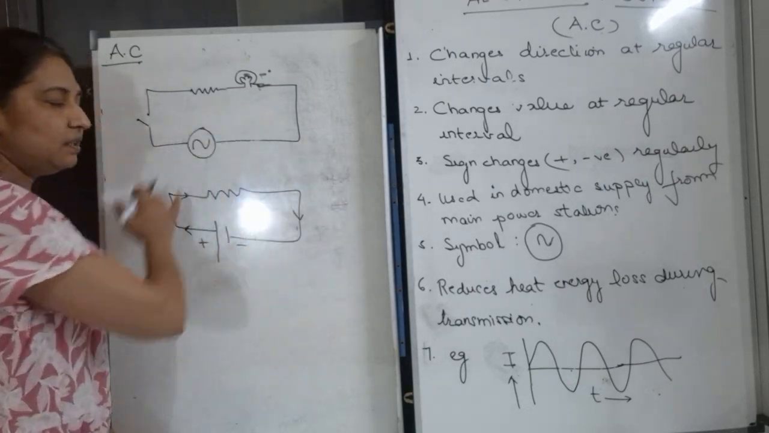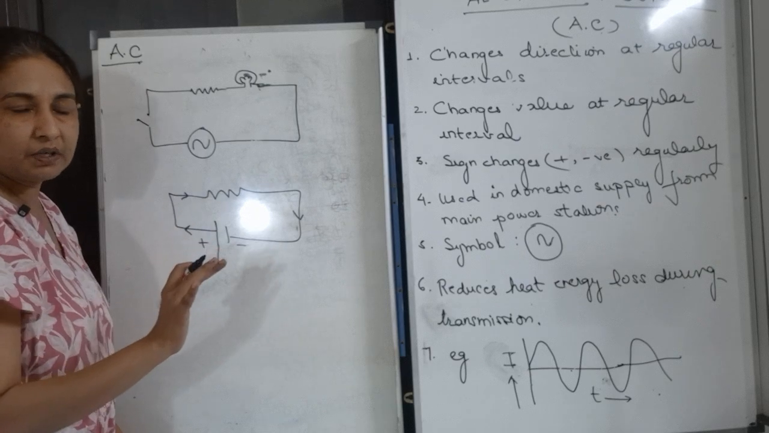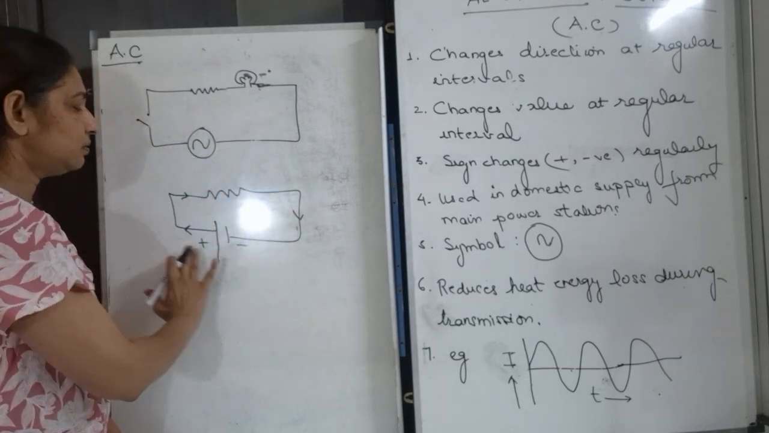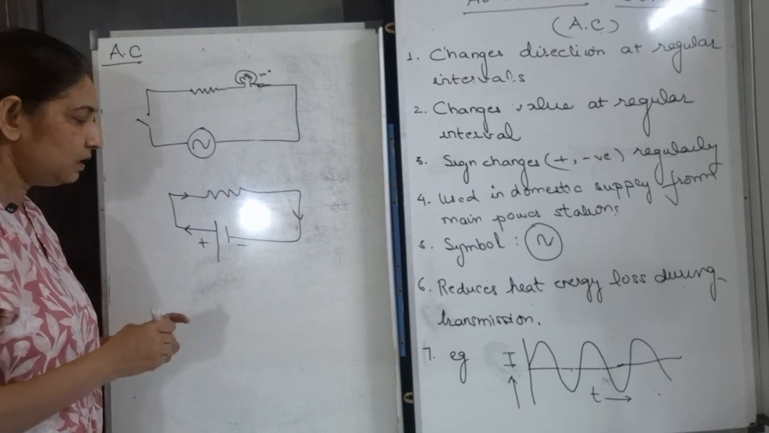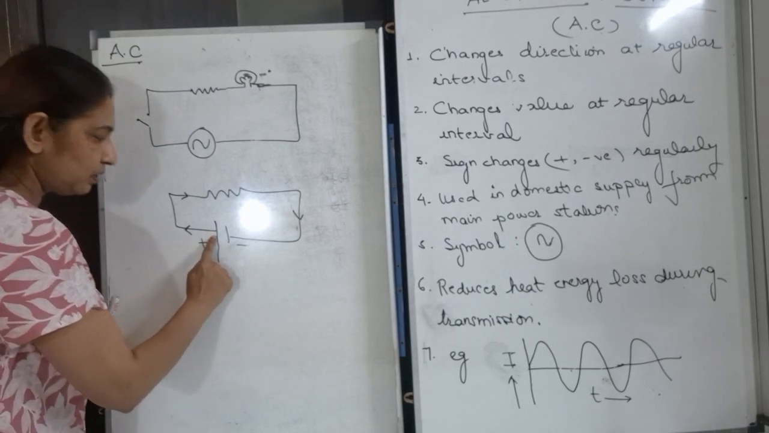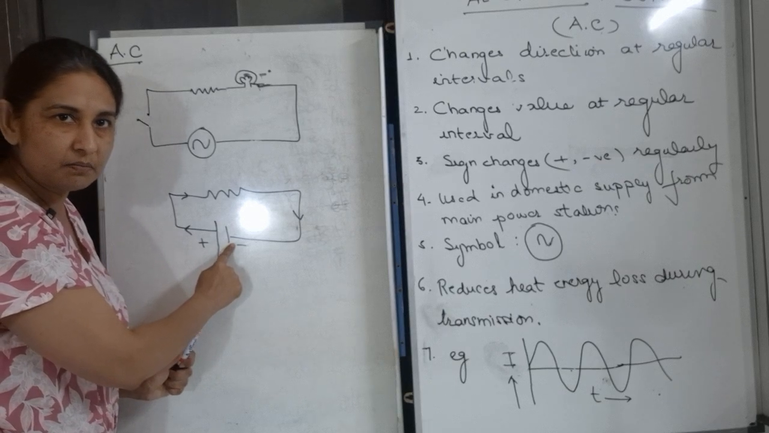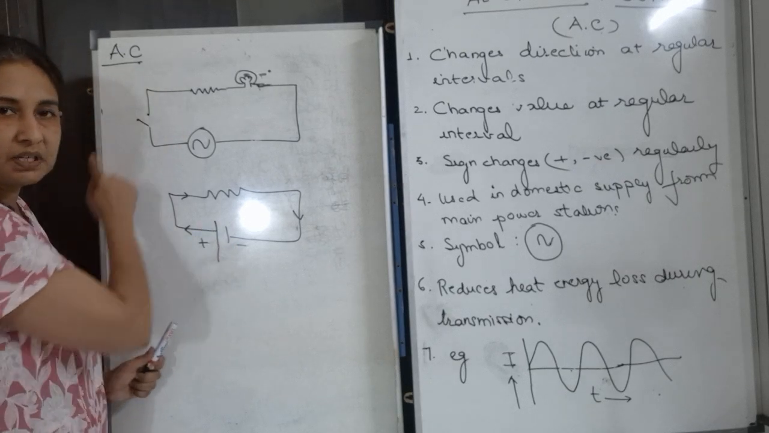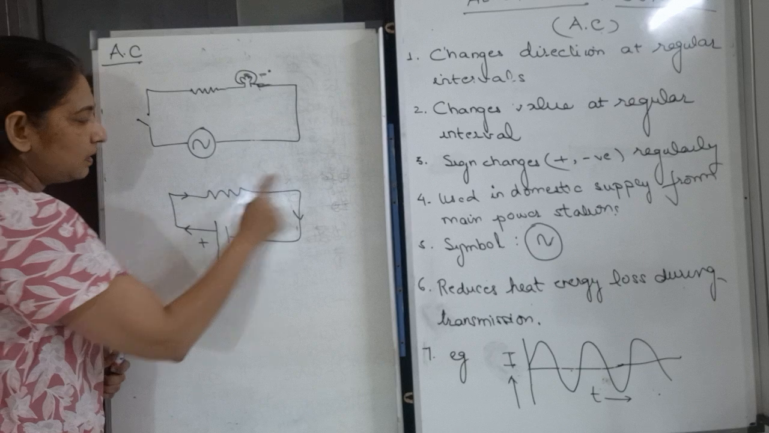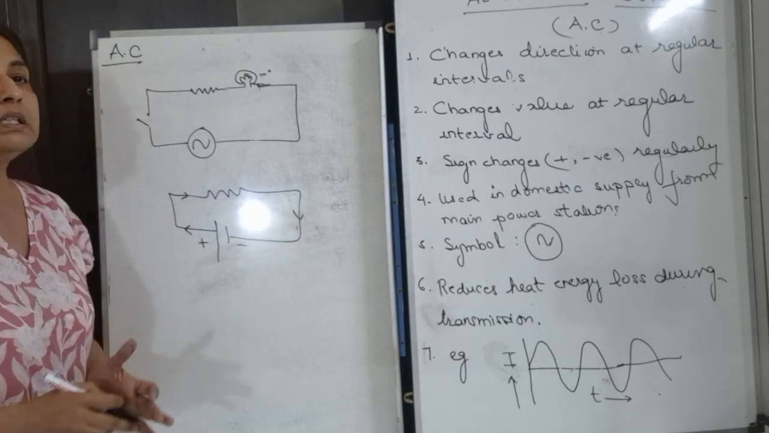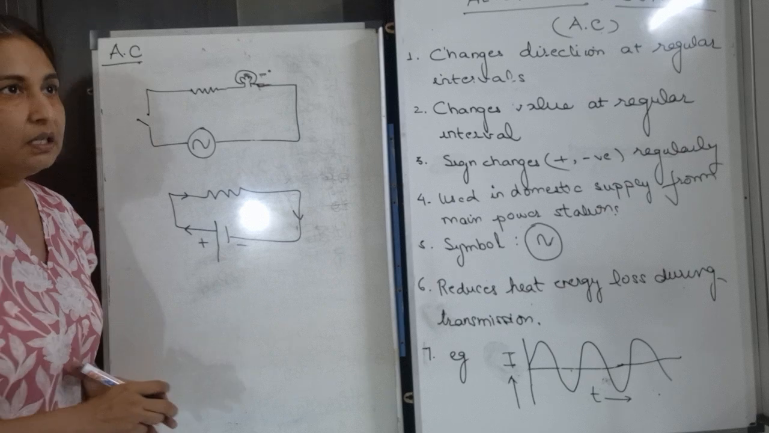Does it ever flow like this, the current? No. We never say that the current is flowing from negative side to the positive side. We always say that the current is flowing from the positive side and enters back into the negative side of the battery. Again starts from the positive side of the battery and goes back into the negative side of the battery. Now that is a different kind of current.